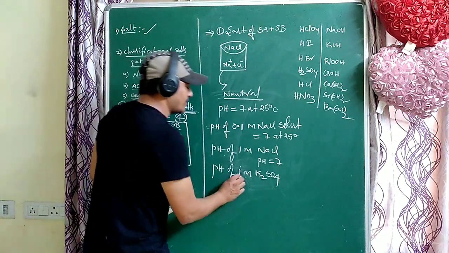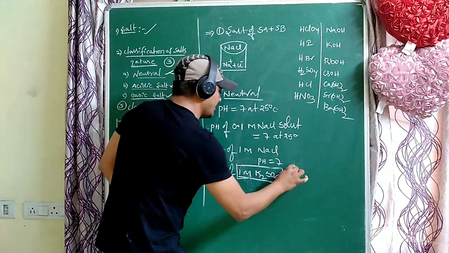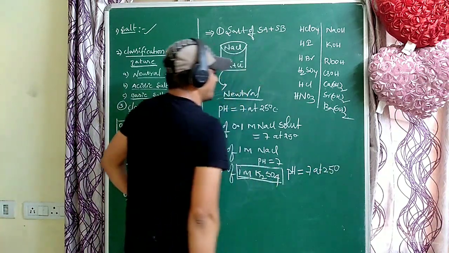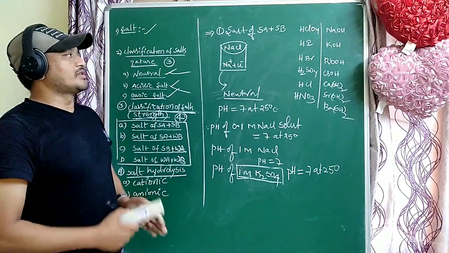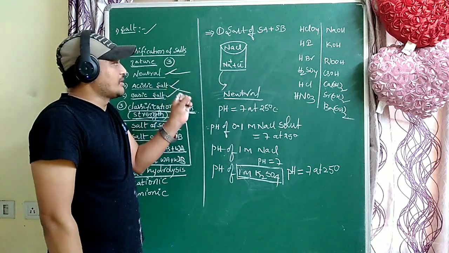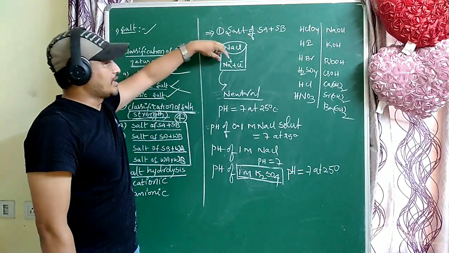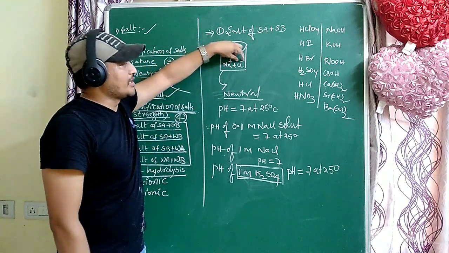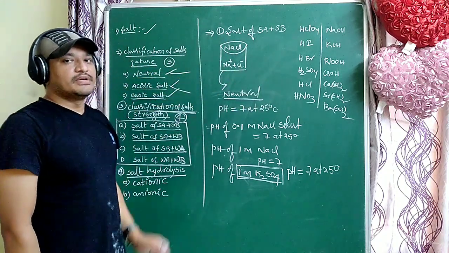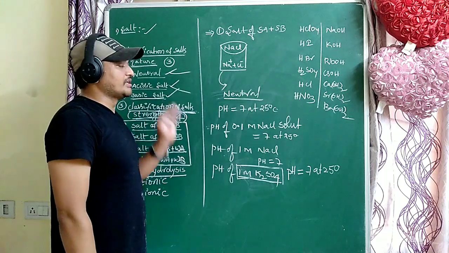The aqueous solution is neutral in nature. The pH value is 7 at room temperature. The salt prepared from strong acid and strong base does not hydrolyze. Why? Because the ions came from strong acid and strong base. Here K plus and Na plus are very weak and Cl minus is also very weak. Weak ions do not react with water. That's why this type of salt does not hydrolyze.